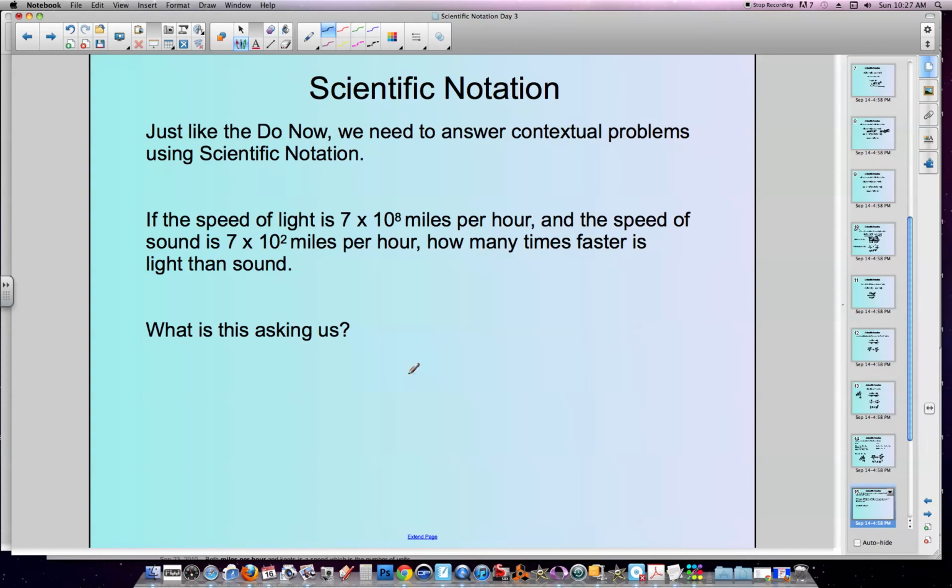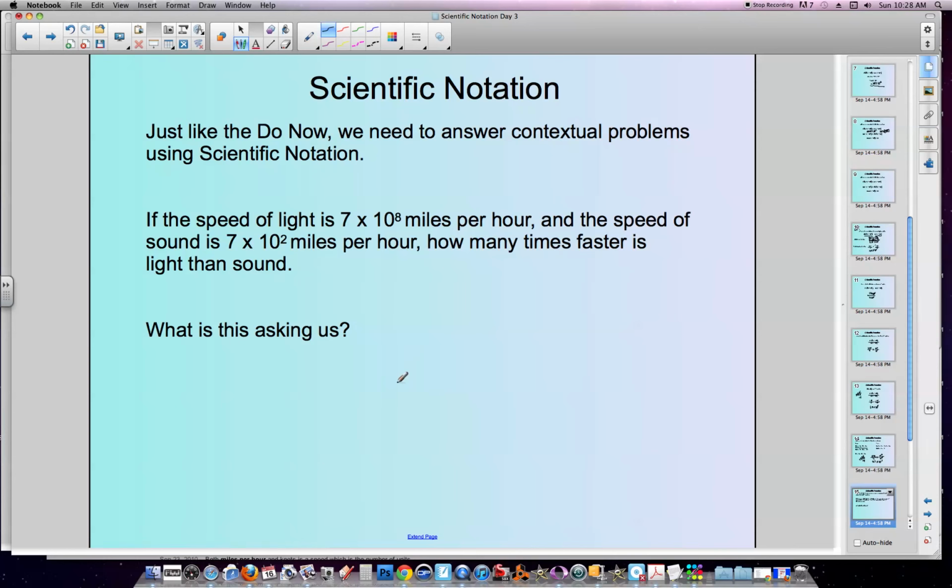All right, the last big thing that we're going to work with is making sure we understand that this happens in real life. We need to be able to take situations in real life, what we're calling contextual problems, problems that use context from the world around us, and solve them. So I give you this problem. The speed of light is 7 times 10 to the 8th miles per hour, and the speed of sound is 7 times 10 squared miles per hour. I ask you, how many times faster is light than sound?